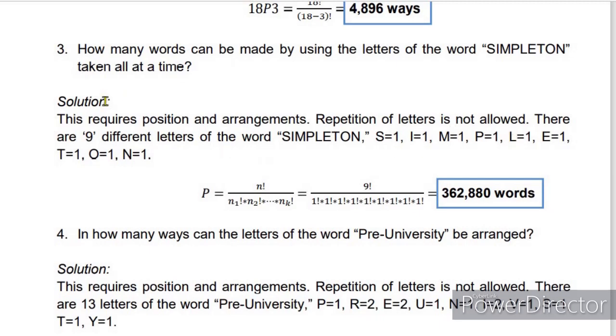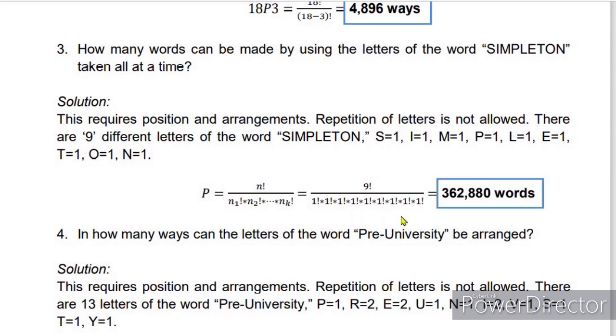The cue here is taken all at a time, meaning there should be no repetition of the letters. So the formula for this is our formula of permutations for different kinds of objects, because S is different from I, from M, and from any letter inside simpleton. So N is equal to the sum of all the different letters, which is 1 plus 1 plus 1 plus 1 plus 1 plus 1 plus 1 plus 1 plus 1, equal to 9. Over 1 factorial multiplied by 1 factorial, since they are all 1, we will just multiply 1 factorial 9 times.